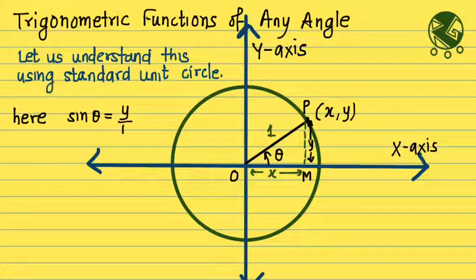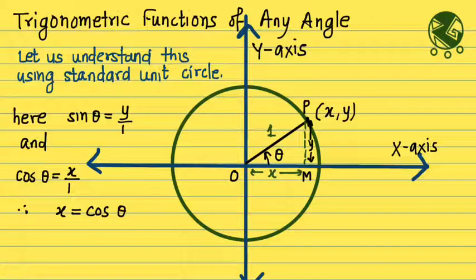Here, sine theta is equal to what? Sine theta is equal to the opposite side, which is y, divided by the hypotenuse 1, so y by 1. And what is cos theta? Cos theta is equal to the adjacent side x divided by 1. So in this triangle, x is equal to cos theta and y is equal to sine theta.